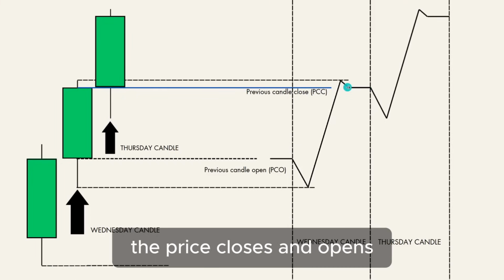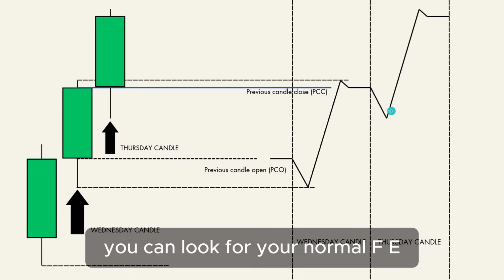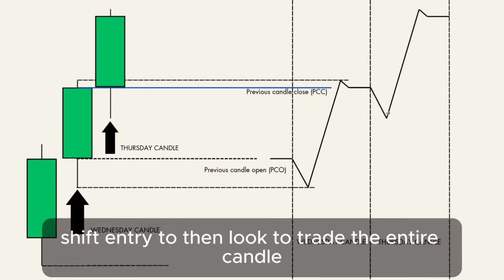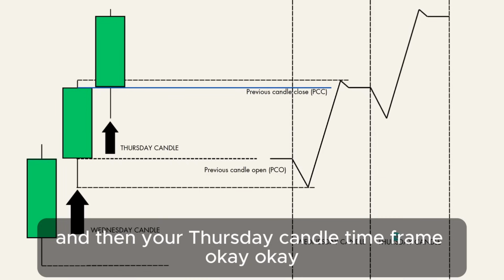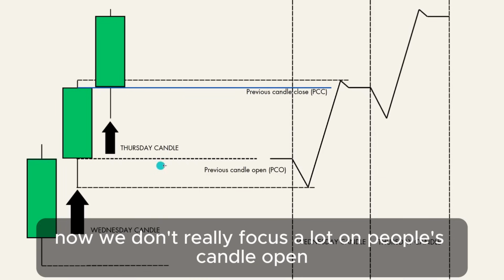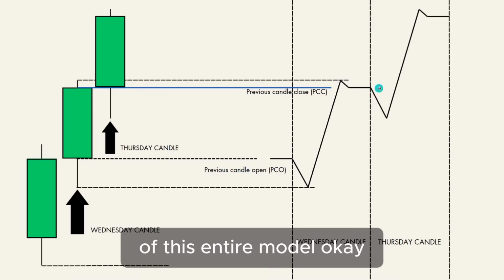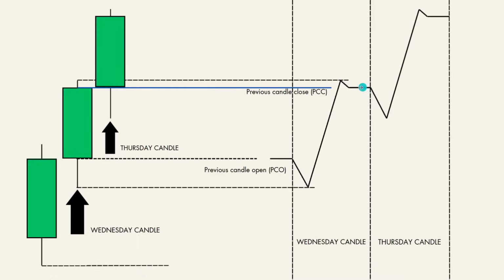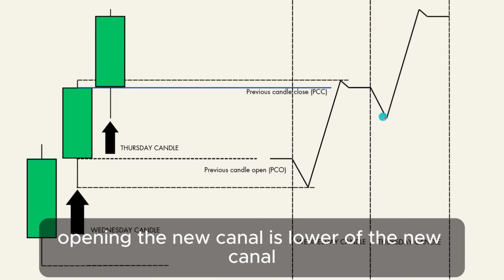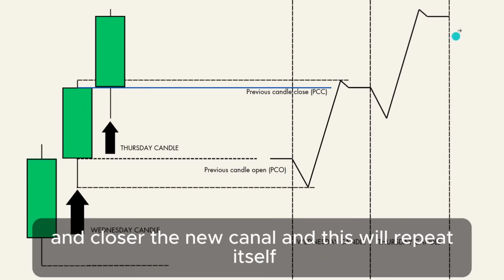As you can see right here, price closes and opens it. And in that exact moment where we can see price makes a dip down below, you can look for your normal FVG market structure shift entry to then look to trade the entire candle of that new day. Your Wednesday candle time frame and then your Thursday candle time frame. Now, we don't really focus a lot on the previous candle open, but that also stays there to help our understanding of this entire model. Opening, low, high, and close: opening the new candle, low of the new candle, high of the new candle, close of the new candle, and this will repeat itself.